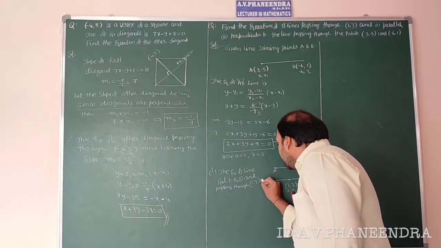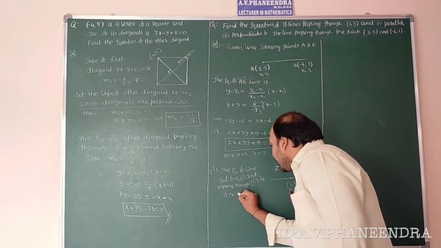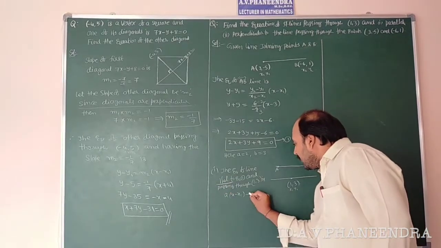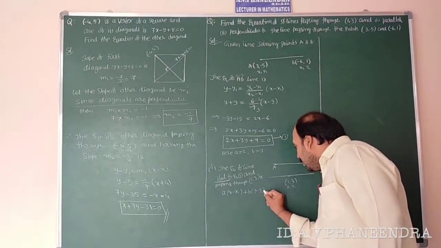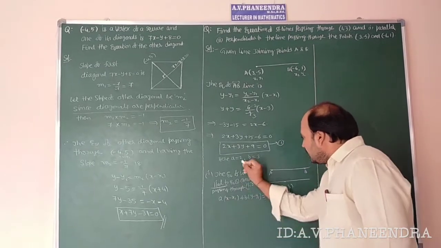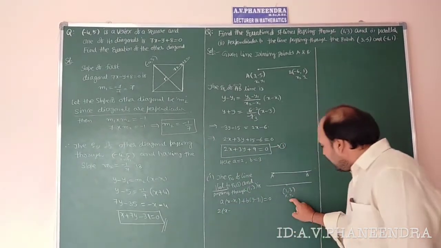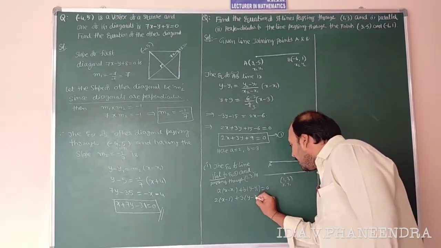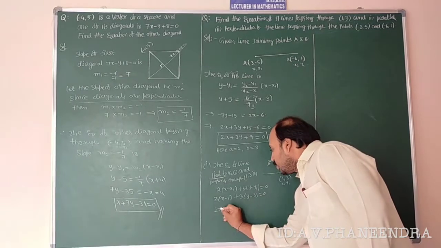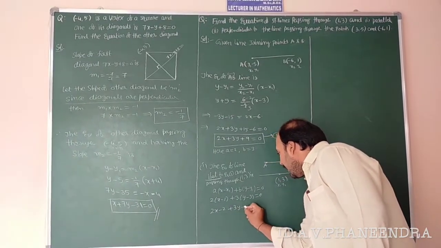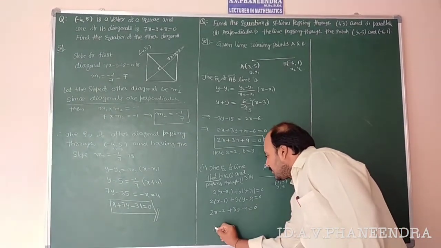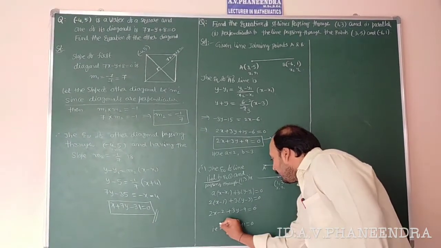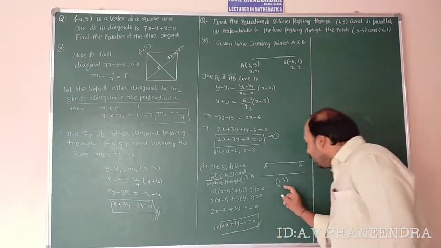(1, 3) is a into (x minus x1) plus b into (y minus y1) equal to 0. So a value is 2, x1 value is 1, b value is 3, y1 value is 3. Simplify now: 2x minus 2 plus 3y minus 9 equal to 0. That is 2x plus 3y minus 11 equal to 0, the parallel line passing through (1, 3).